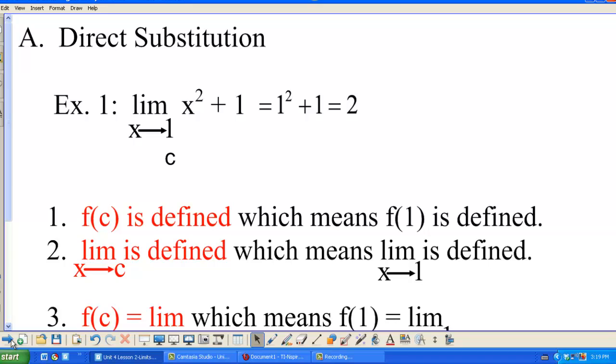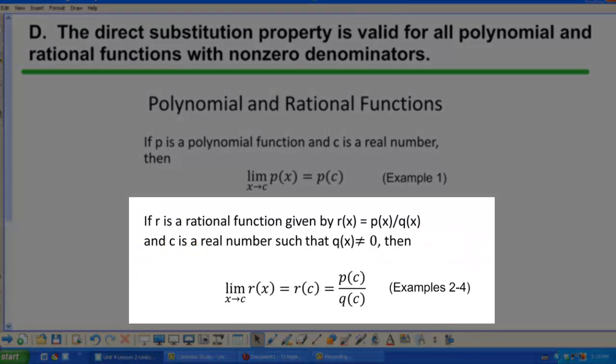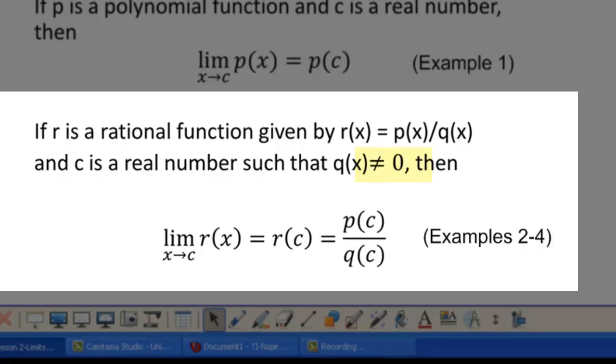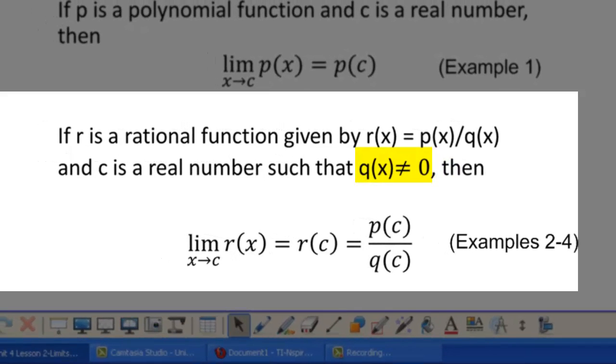So let's go back. When I look at example 1, x squared plus 1 is a polynomial. I use direct substitution to get 2, and I can algebraically evaluate my limit. Now for rational functions, provided that when you input by direct substitution your denominator, or as I say here, q of x, is not equal to 0. That is the main crux of this. Direct substitution works on a rational function provided it does not make the denominator 0. So examples 2 through 4 are examples of this.